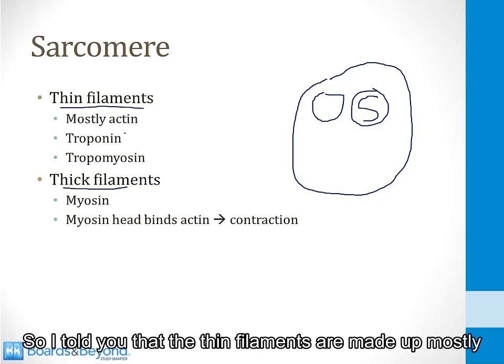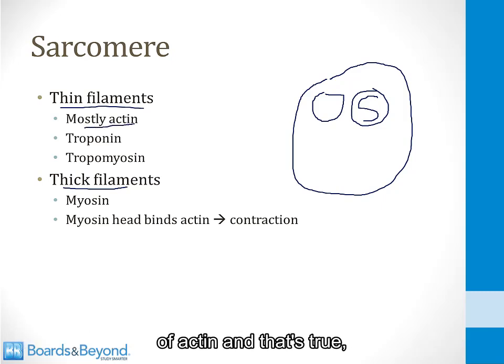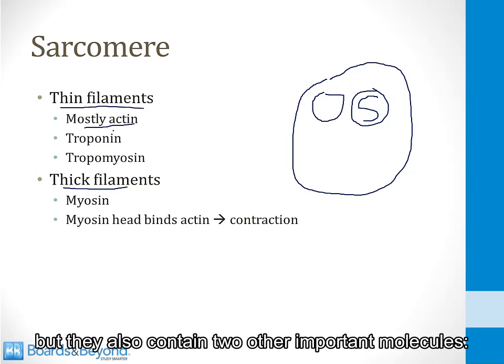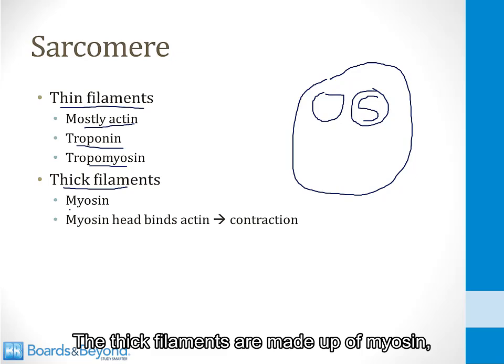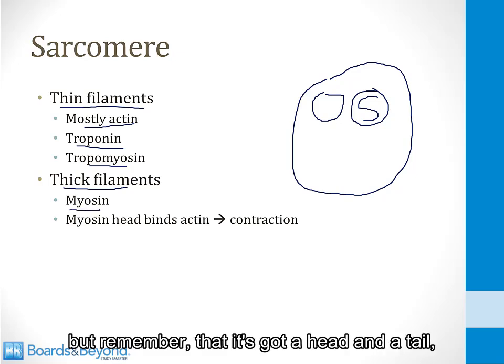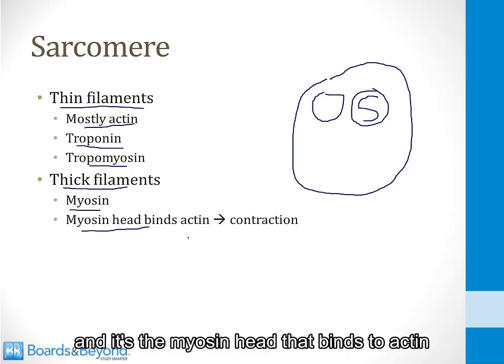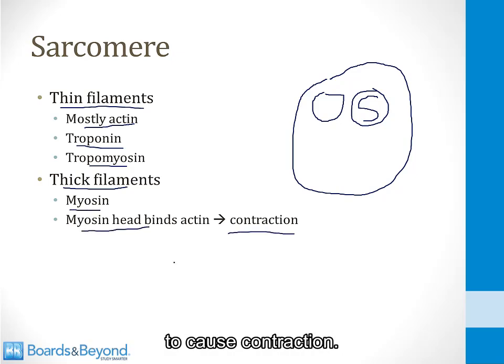So I told you that the thin filaments are made up mostly of actin, and that's true, but they also contain 2 other important molecules, troponin and tropomyosin. The thick filaments are made up of myosin, but remember that it's got a head and a tail, and it's the myosin head that binds to actin to cause contraction.